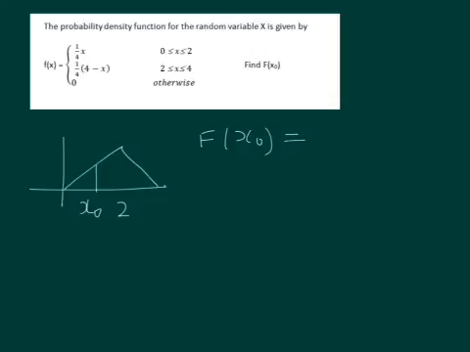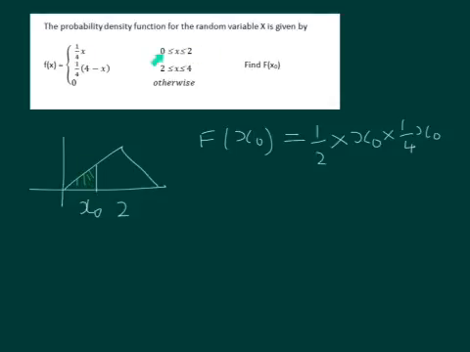That's simply this area here. So that area there is going to be a half of the base times the height. To work out the area of a triangle, we need half of the base times the height. So the base is x naught. The height, I can get the height from this part of the equation.